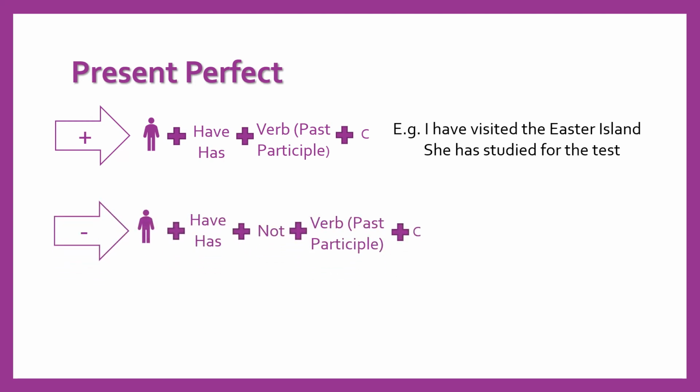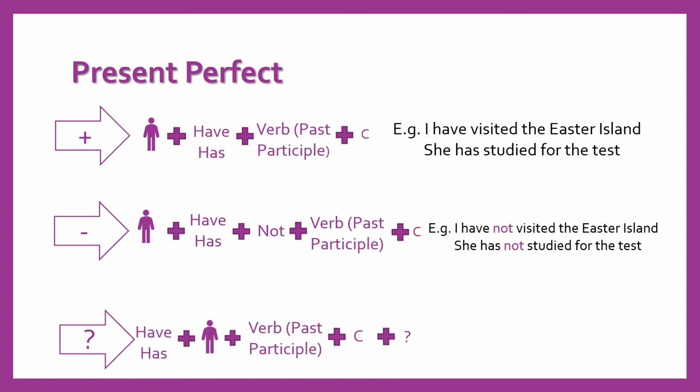In the negative sentence, we're going to start with a pronoun, next have or has, next we're going to use the word not to make the negation, next the verb in past participle tense, and finally the complement. For example, I have not visited the Easter Island. She has not studied for the test.